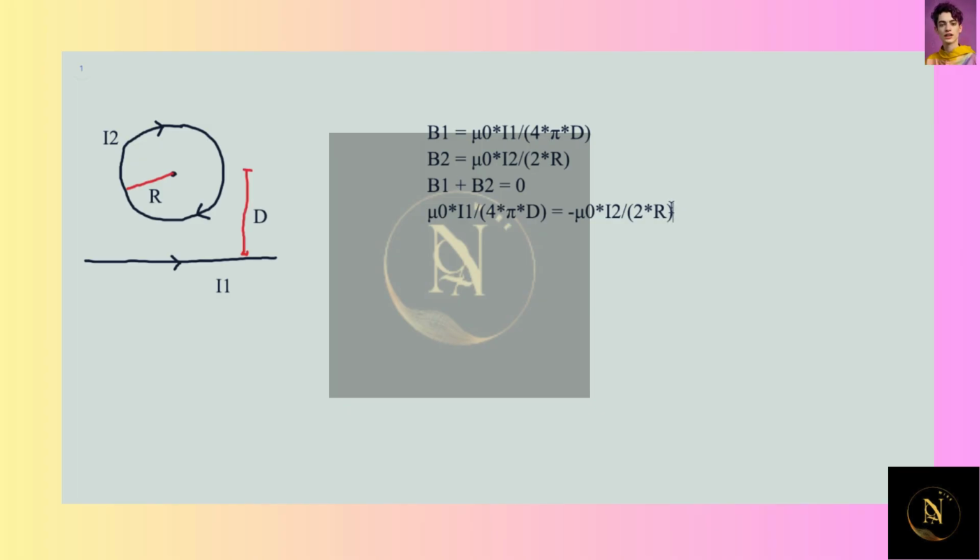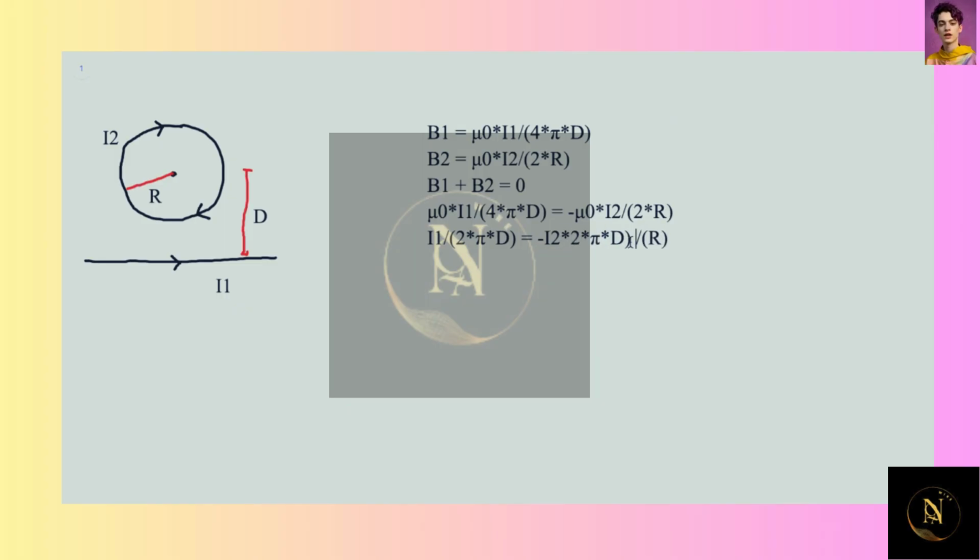Now we want to solve for I1. To do this, let's cancel out the terms that we can. We see a mu naught in both of these terms, so let's get rid of that to make it easy. We could also cancel out a factor of 2, so let's multiply both sides by 2. That's going to turn the 4 into a 2. And now that's all we can do. Since we're solving for I1, let's multiply both sides by 2 pi d.